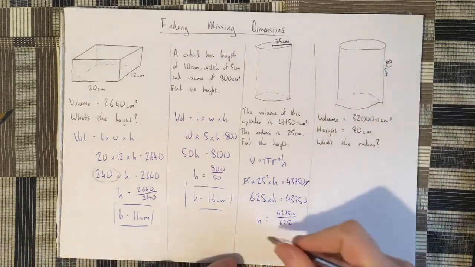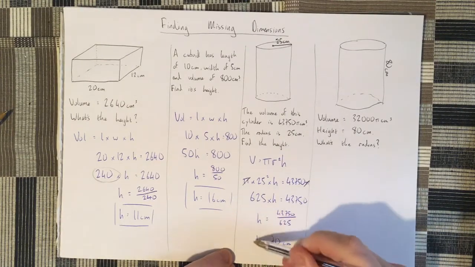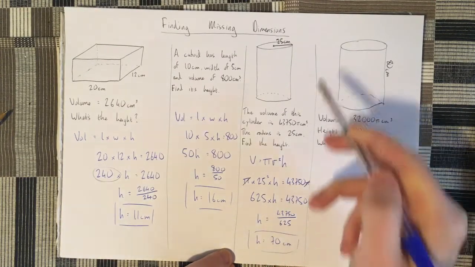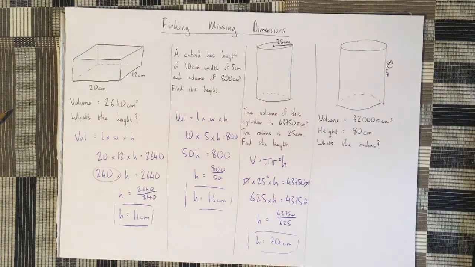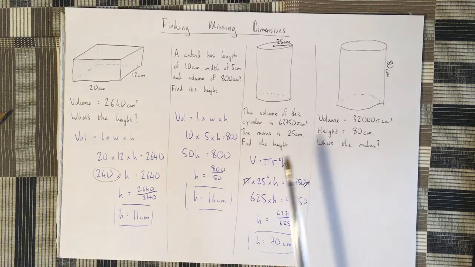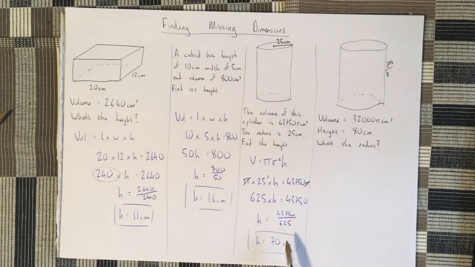So the height of this thing is 70 centimeters, and always give units in these answers. Okay, so the volume is in centimeters cubed, the radius is in centimeters, so your height is going to be in centimeters as well. All right, so slightly trickier, I think, than dealing with the cuboid one, but the same method essentially, just once you get used to dealing with cancelling the pi's there.